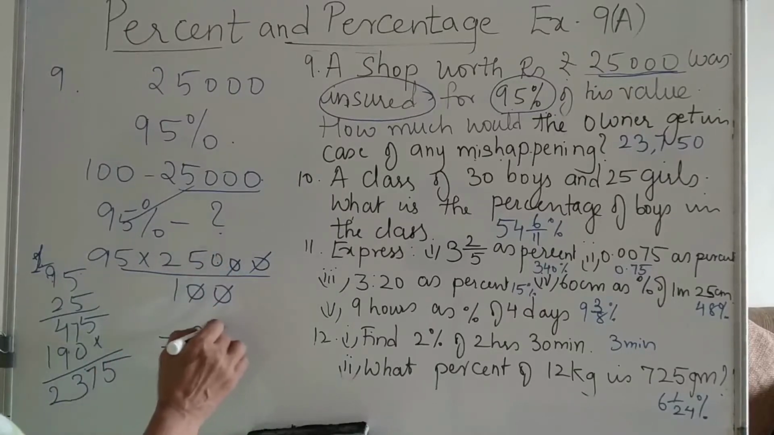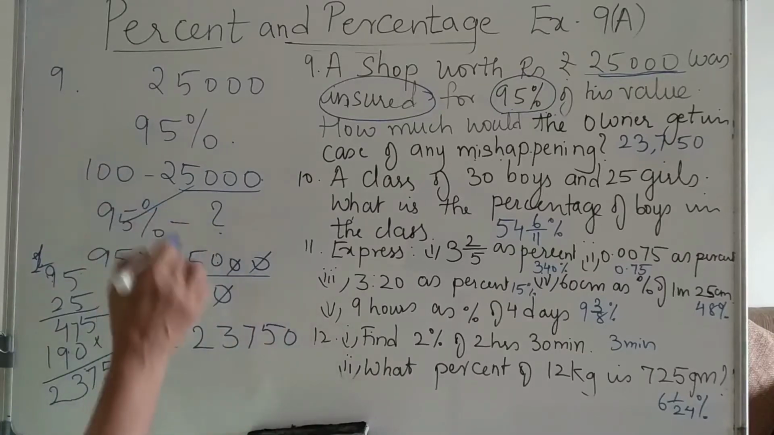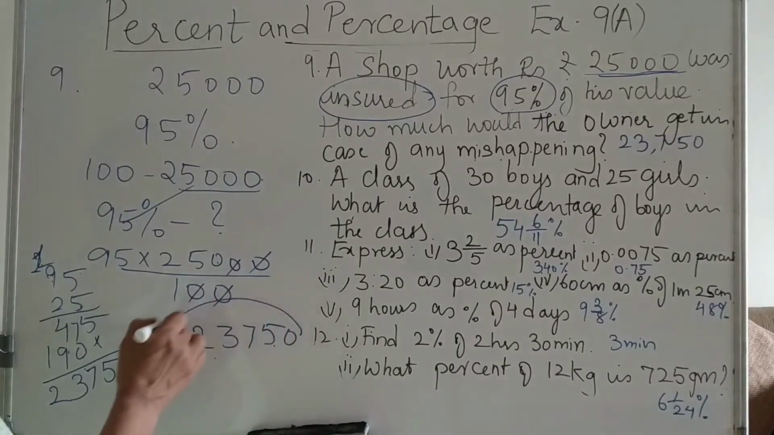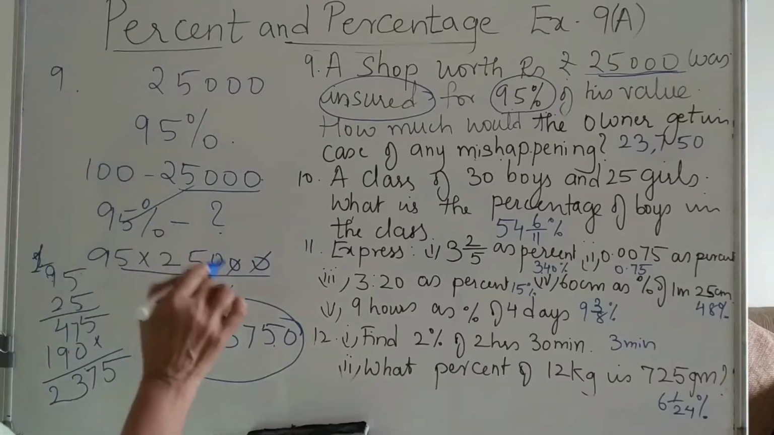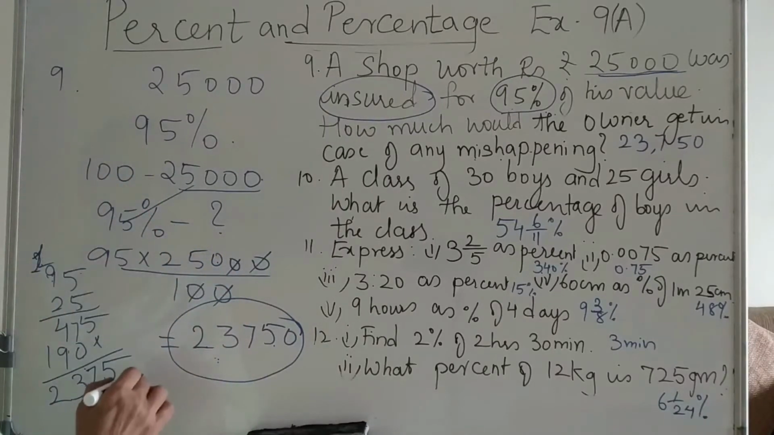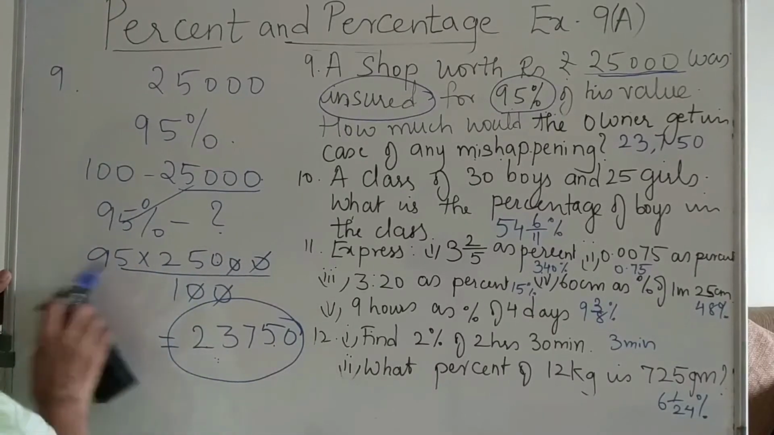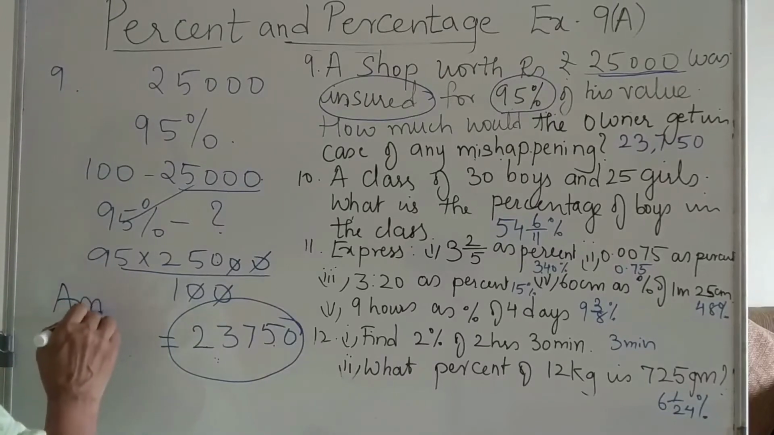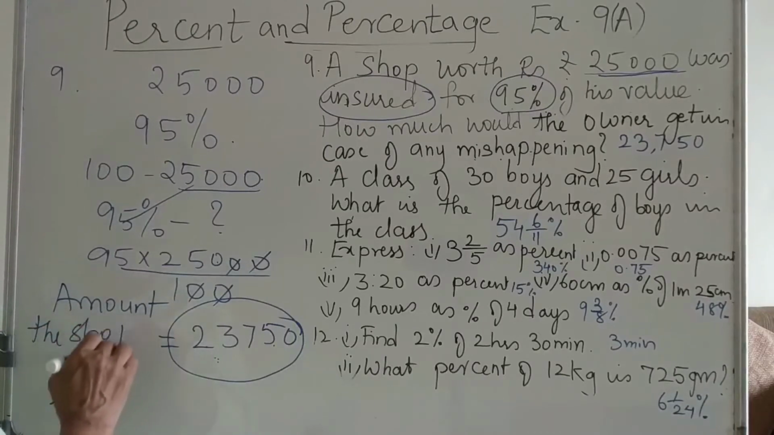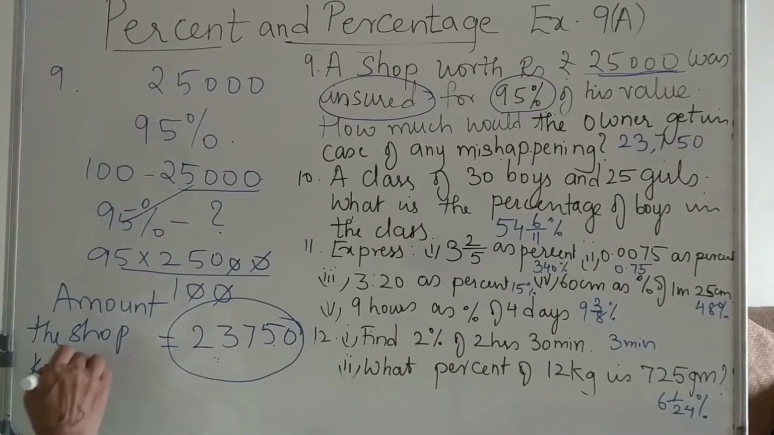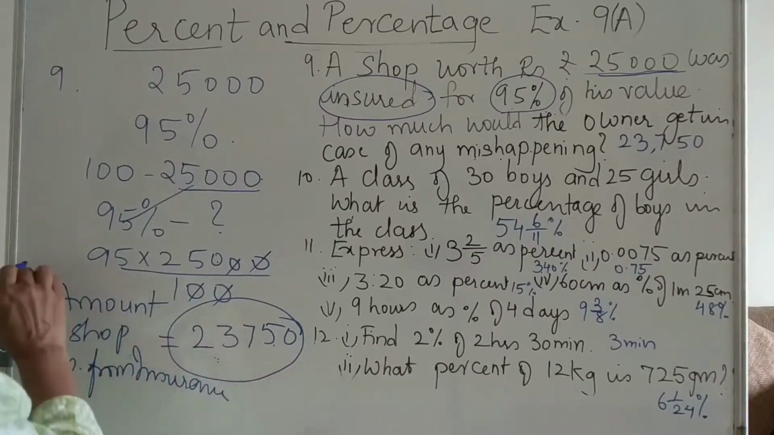So how much is the amount he is going to get? 23750. 23750 is the amount he will get as insurance, supposing any mishap happens. The amount the shopkeeper will get from the insurance company is this much.